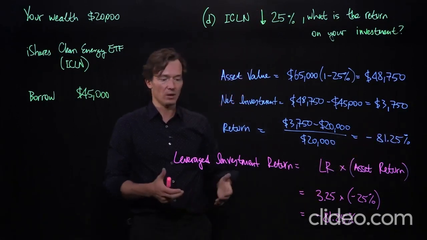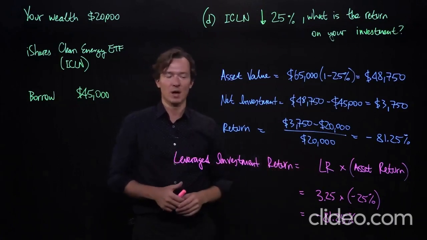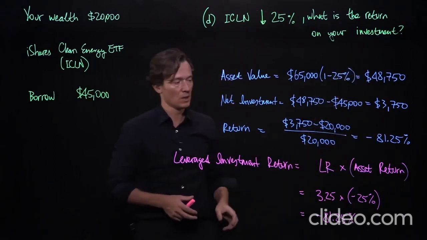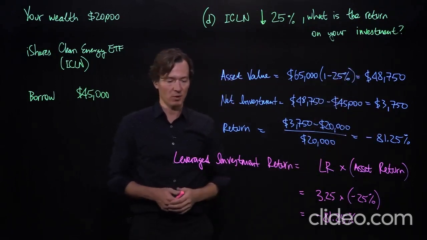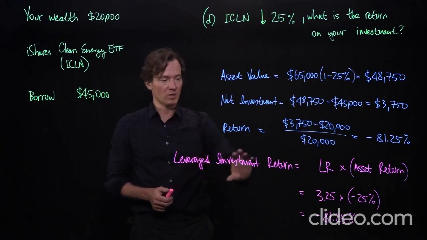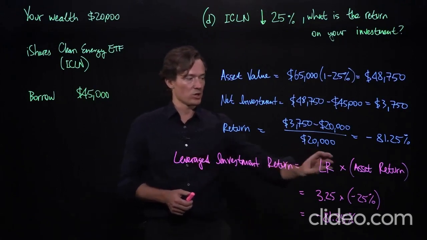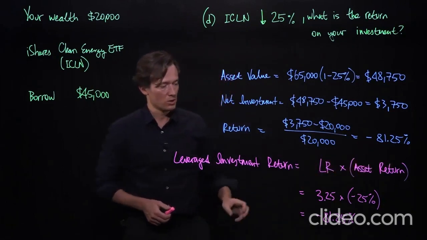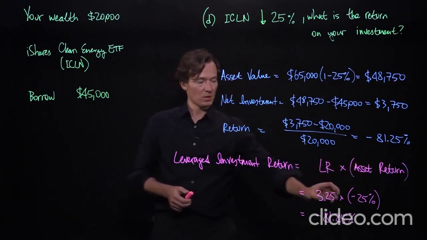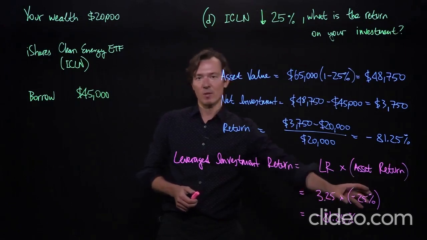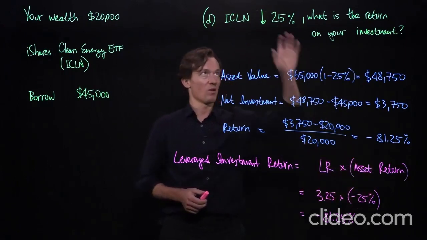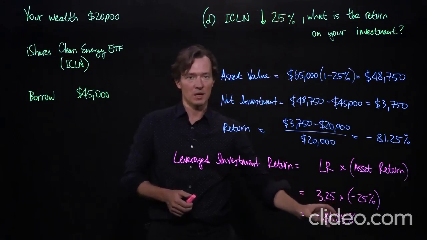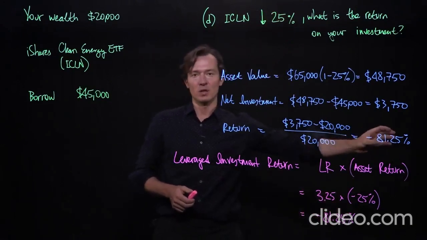So now the final calculation here computes exactly the same return on your investment as a function of the leverage ratio of your portfolio. So again, leveraged investment return equals the leverage ratio times the return on the assets in your portfolio. In our case, this is 3.25 multiplied by negative 25%. So this is the decline in the value of our asset. This gives us negative 81.25%, again the same number as we computed manually.